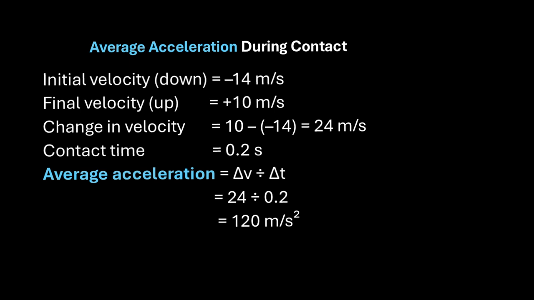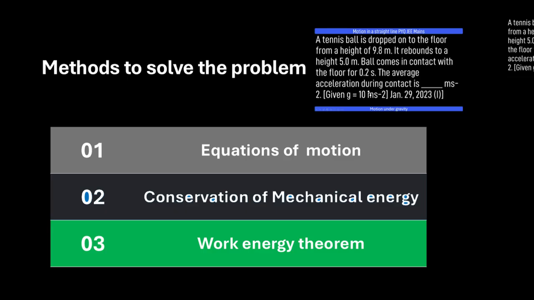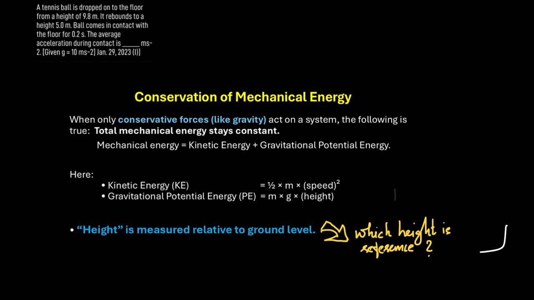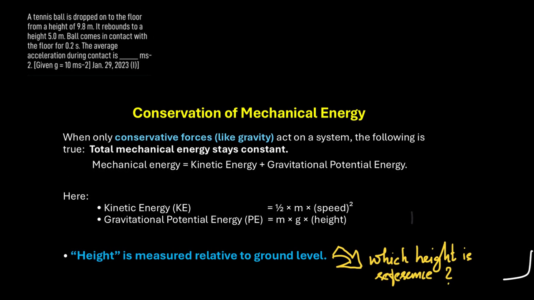Okay. So we have one more method left, which is exactly conservation of mechanical energy. So equation of motion is done. Work energy theorem is done. And now we are at conservation of mechanical energy. So what does the conservation of mechanical energy theorem state? When only conservative forces like gravity act on a system. Now you might wonder, what is a conservative force?